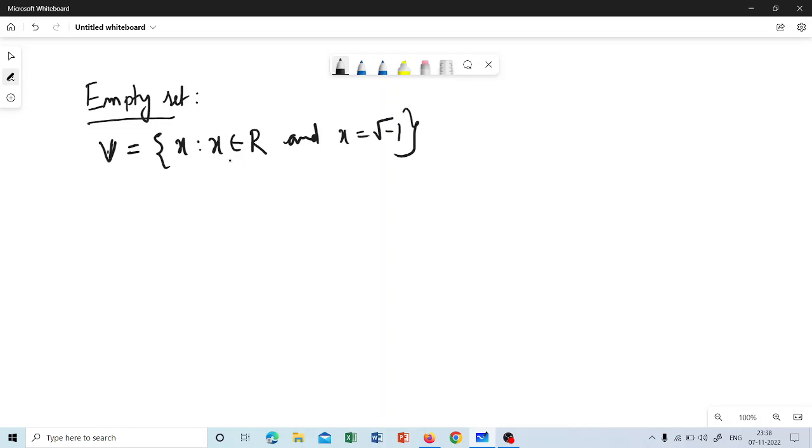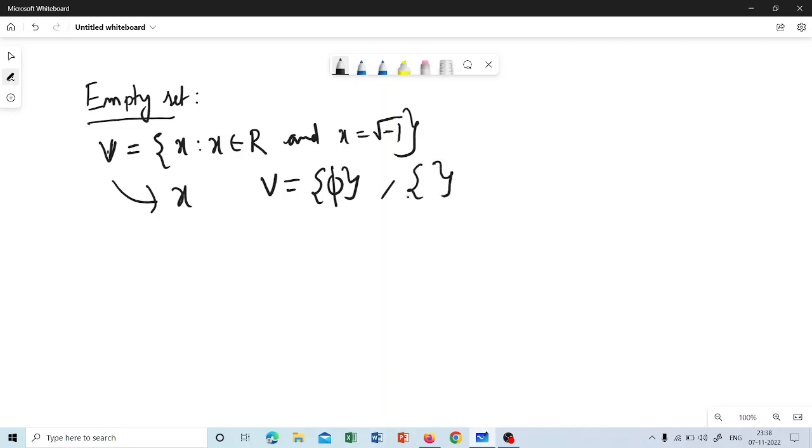So for this set, you know that if x is a real number, then the square root of minus 1 is not a real number. Definitely this is not a real number. So I can say that such an x does not exist, right? This set does not have any value. I can represent this set as phi, or empty set. Empty sets are represented like this.